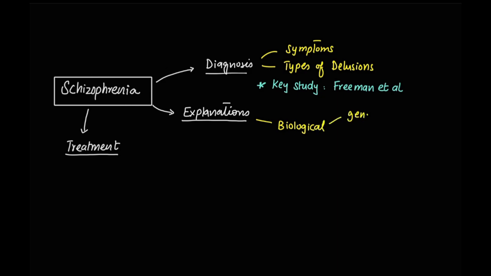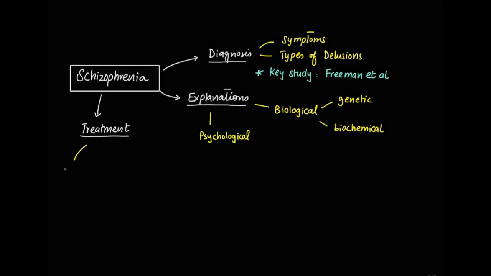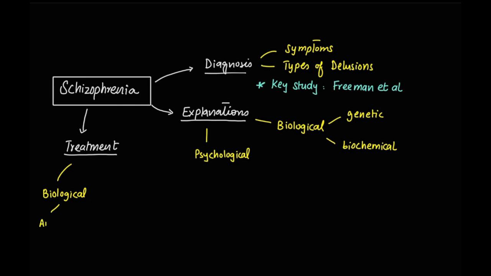When we talk about the explanations, we talk about the biological and psychological explanations. Biological includes genetic and biochemical. Then we will be talking about the treatment as well, biological as well as the psychological treatment. The biological one includes the antipsychotics, both typical and atypical, and then we will also be talking about the electroconvulsive therapy, which is basically a shock therapy. Moreover, the psychological treatment includes CBT, which is the cognitive behavioral therapy, and we are going to talk about every single thing that I've mentioned on the screen in detail in the upcoming parts.